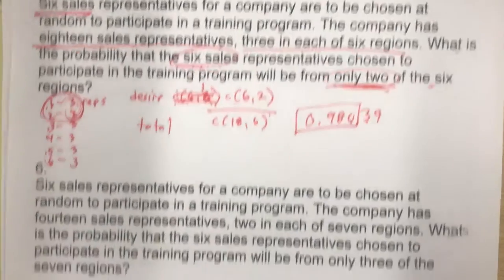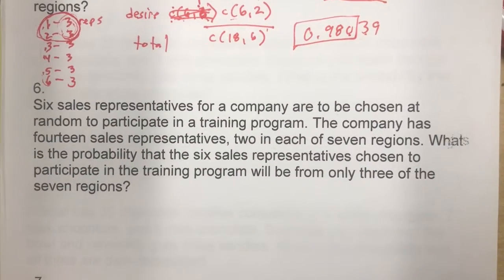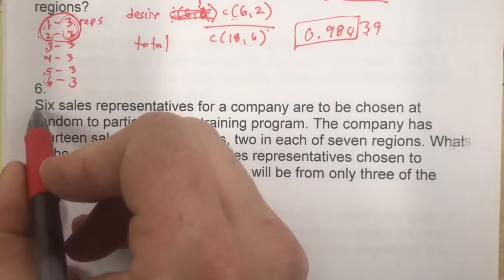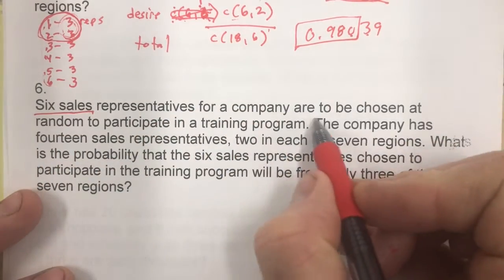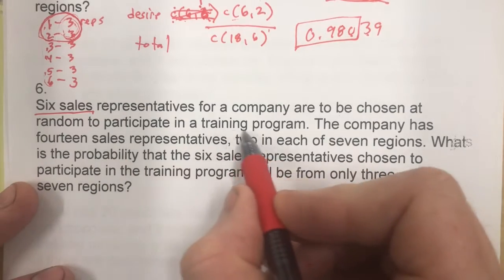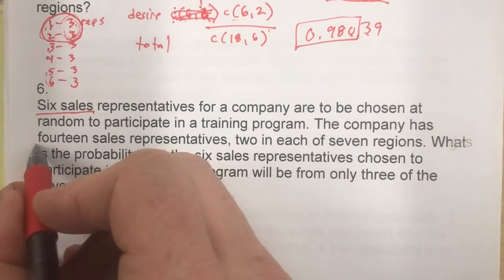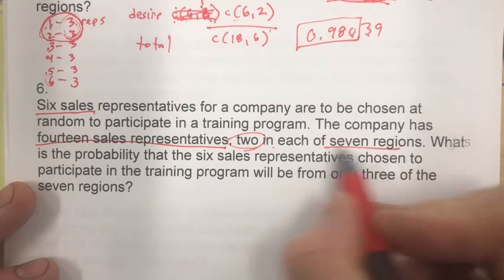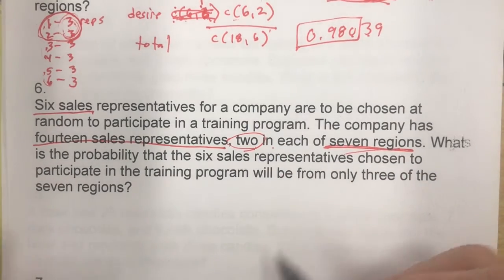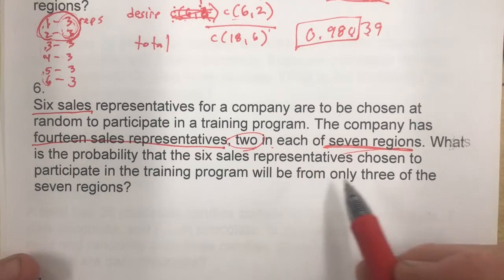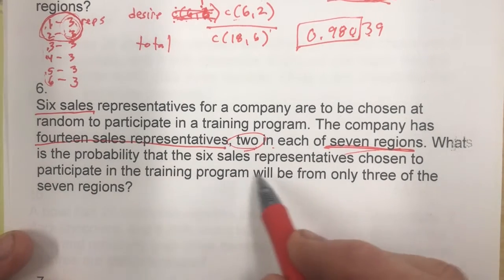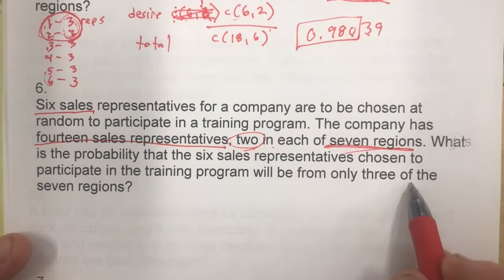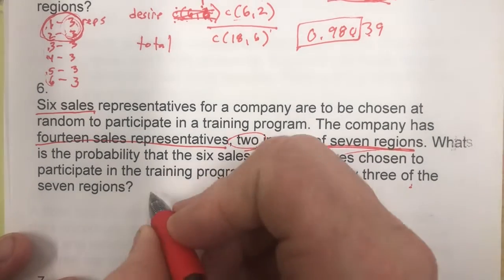Okay, here's another one just like it. We'll do this one, and maybe that might help you understand what's going on again. So there's 6 sales representatives for a company to be chosen at random to participate in a training program. The company has 14 sales representatives, 2 in each of 7 regions. All right, so we got 7 regions with 2 each. What's the probability that the 6 sales representatives chosen to participate in the training program will be from only 3 of the 7 regions? All right, so let's do that first.